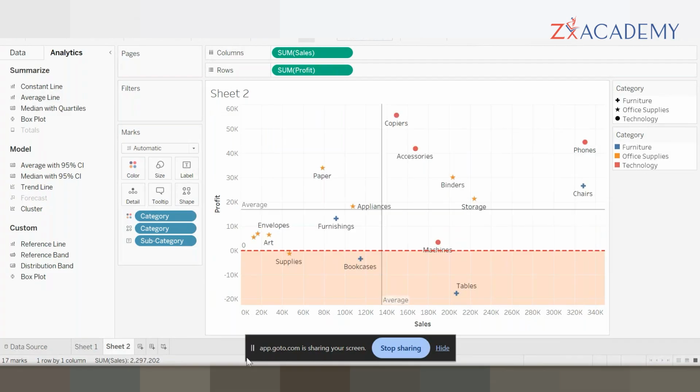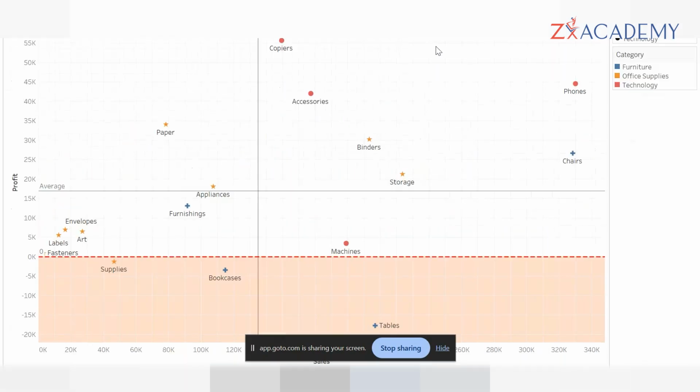Okay, now when I draw this particular average line, you can see your whole data is being divided into four different quadrants. Okay, I can just say this particular quadrant here. So we can say the bottom is the sales, on the right hand side is the high sales, on the left hand side is the low sales. So these are low sales, and the profit is below, means low profit.